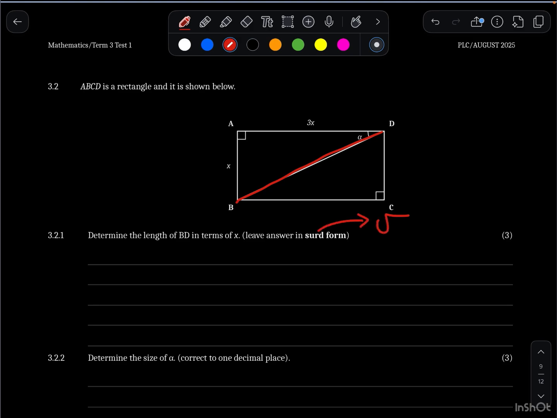Okay, so I think we have this 90-degree angle in here, so I reckon we can look at this as a triangle. I know they tell us it's a rectangle, but let's just look at this triangle. So in triangle ABD, we can use Pythagoras.